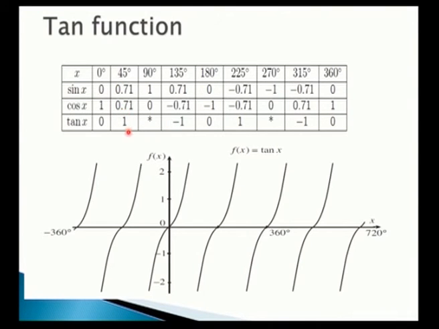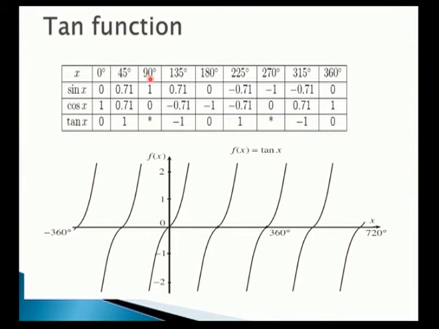You know the basic trigonometry formula, tan theta is equal to sine theta by cos theta. That is what happened here. So, here sine x is 0, cos x is 1, then the ratio of these two, 0 by 1, becomes 0. Then sine 45 is 0.71, and cos 45 is again 0.71. The ratio of these two gives 1. So, tan 45 is equal to 1.